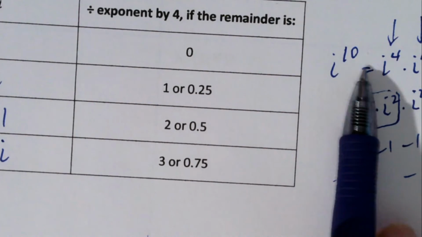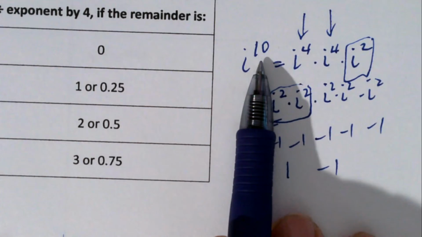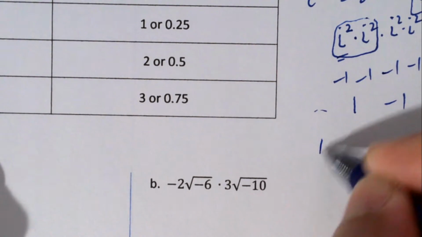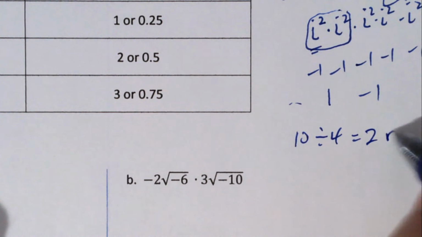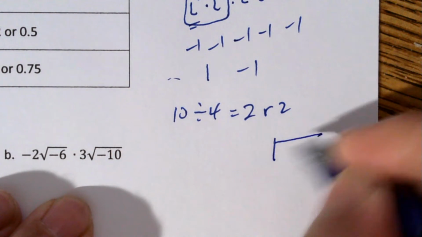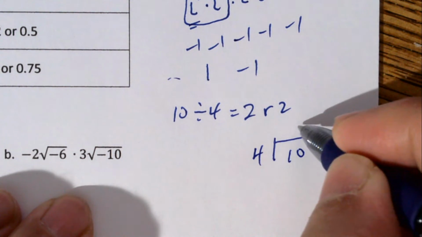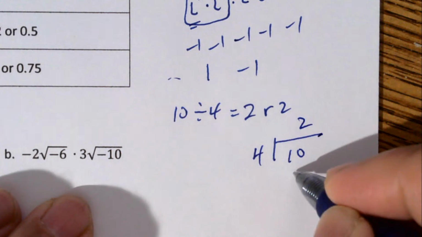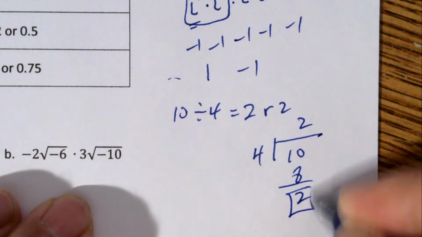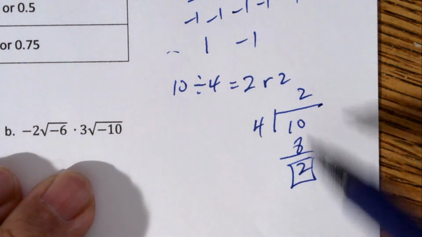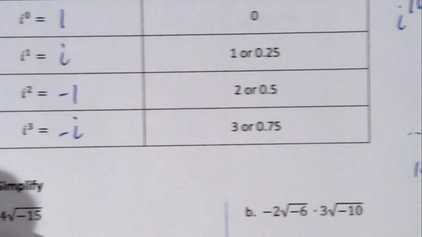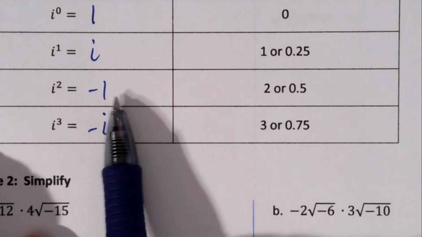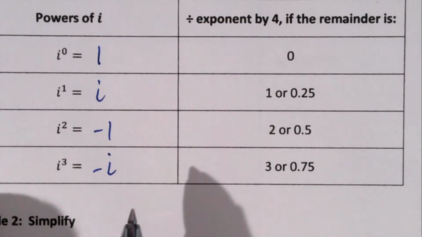So here, what is 10 divided by 4? And look at the remainder. 10 divided by 4 is 2 with a remainder of 2. If you do long division, you do 10 divided by 4. 2 times 4 is 8. When you subtract, that's the remainder. 4 doesn't go into 2, so the remainder is 2. It corresponds to negative 1. That's the goal here.